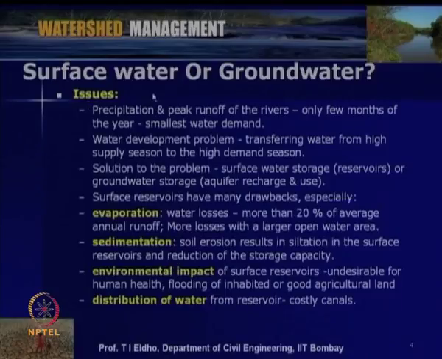As far as water utilization is concerned, either surface water or groundwater, the main issues are, as we discussed, that precipitation and peak runoff in the rivers occur only in a few months of the year. During those times when rainfall is there, water utilization is very small. When demand is small, the availability is plenty. Then there is the water development problem, like transferring water from the high supply season to the high demand season. In the summer season there will be high demand but availability is less, so we want to transfer the available water from the high supply season to the high demand season.